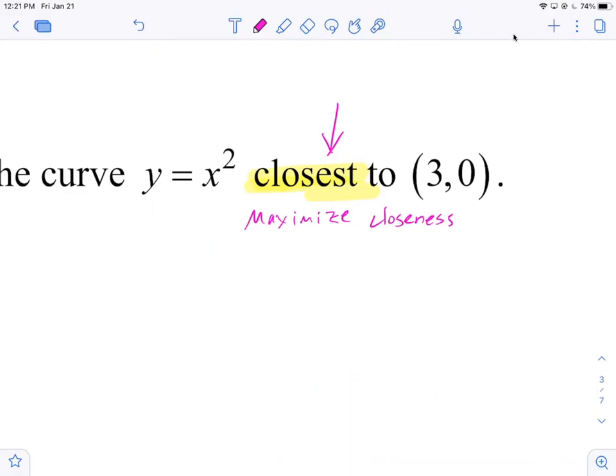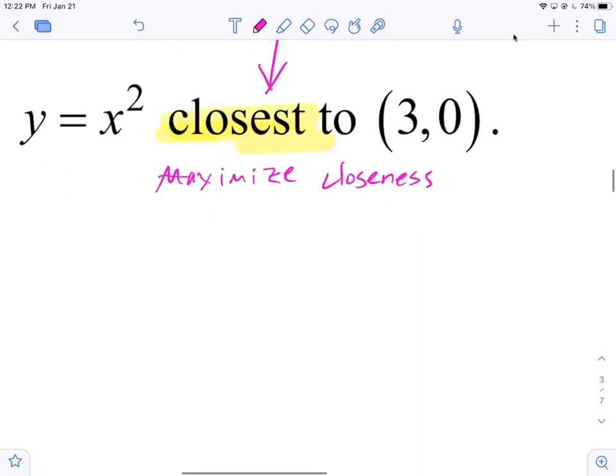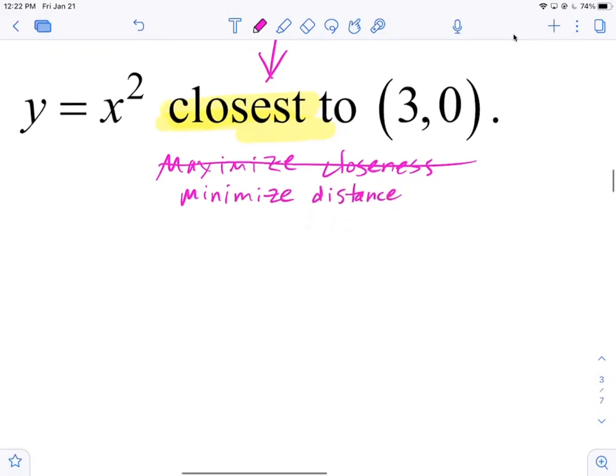Is there a closeness meter? Oh, it's absolute value? No, it's not. How do we measure closeness? Distance. Thank you. That's what I'm looking for. We have to have some quantifiable thing. To maximize closeness, we're really going to minimize the distance. There you go. We're going to minimize the distance. Hoorah, right? Minimize the distance. Okay.